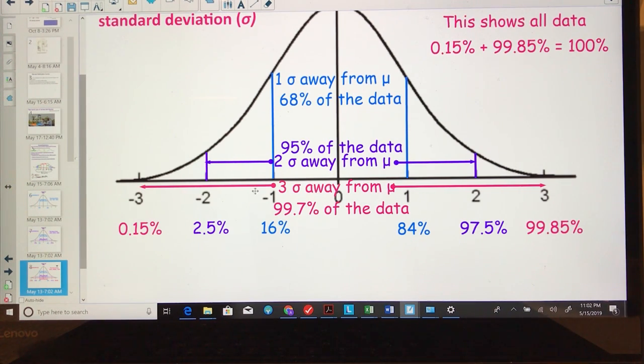Now this pink line represents 3 standard deviations away from the mean, which is 99.7% of the data. So when you look at 99.7% in relation to 100, that's 0.3% of the data left, which means that there's 0.15% here, and this is 0.15% away from 100 here.